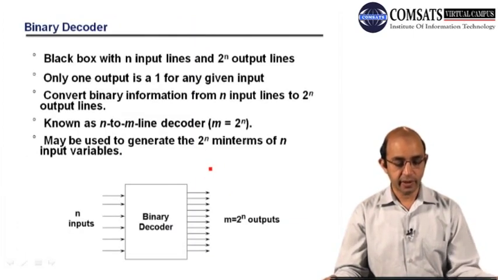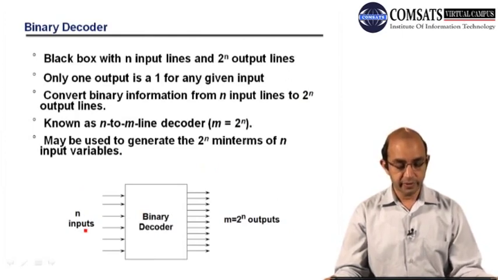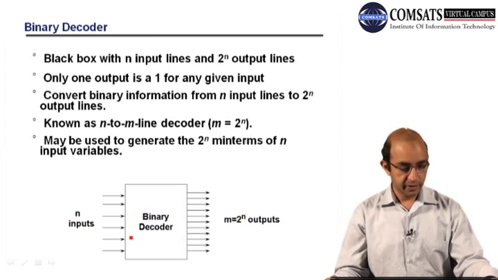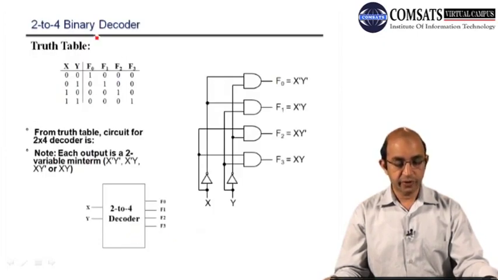Then we have the decoder, right? You can see we have n inputs, and we can have 2 raised to power n outputs, right? So this is the block diagram of our decoder. So this is a 2-into-4 decoder, right? So you can see we have 2 inputs, 4 outputs, 0 0, F0 high, 0 1, F1 high, and so on and so forth. So this is the circuit diagram for this decoder. This is the block diagram, 2-into-4 decoder, right?